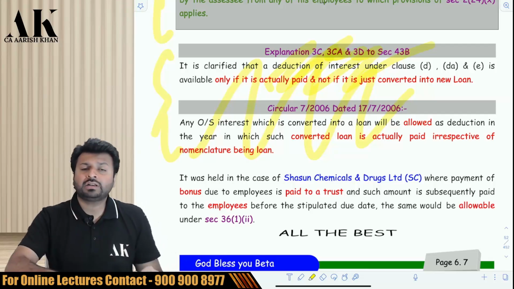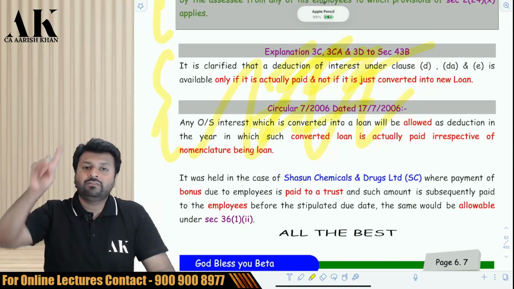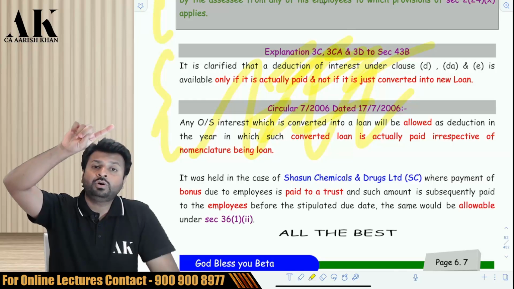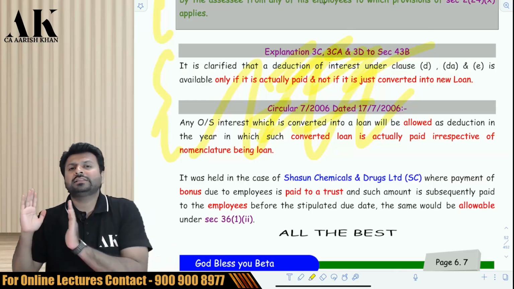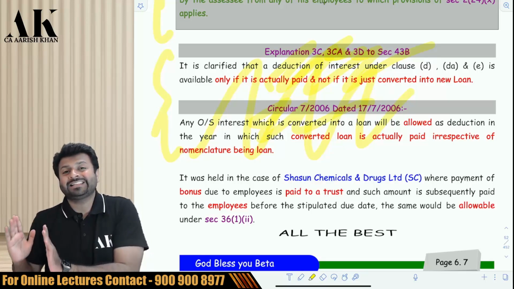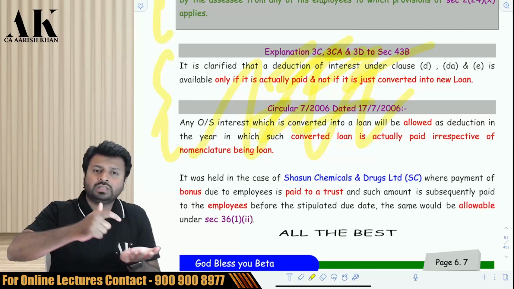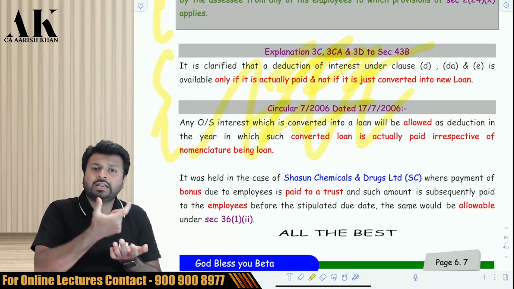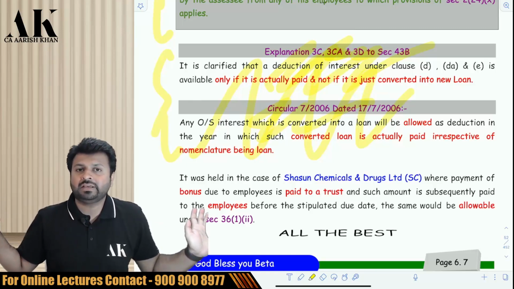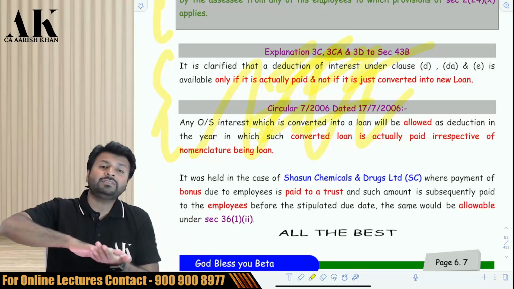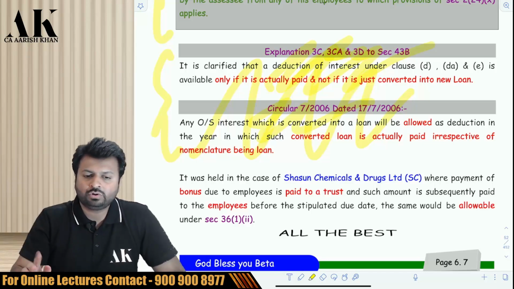But a CBDT circular comes into the picture and tries to protect the assessee, and says that later on, whenever you make a payment of that new loan, at that time you will be allowed the deduction of that particular expenditure. Suppose there is an outstanding interest in the balance sheet of 10 lakh rupees. Now you are converting that into a new loan. Now the outstanding interest is gone and a new loan is appearing in the balance sheet for 10 lakh rupees. Nothing will be allowed as deduction merely on conversion. So when you make the payment of that 10 lakh rupees loan to the bank, at that point of time, it will be allowed as deduction to the assessee. Don't worry about it. Okay.